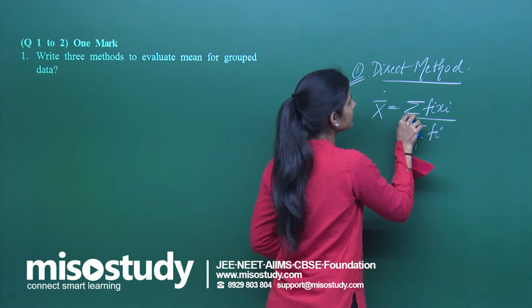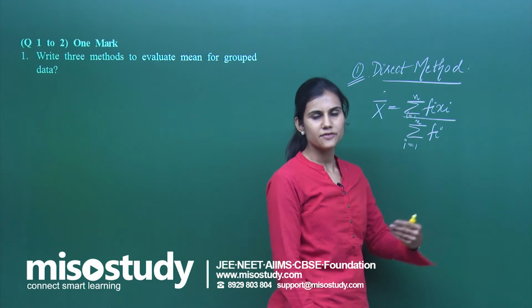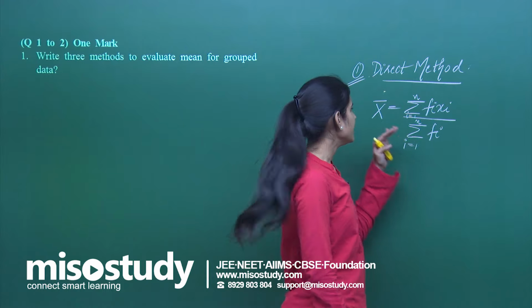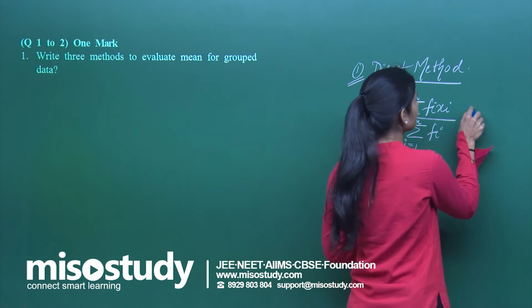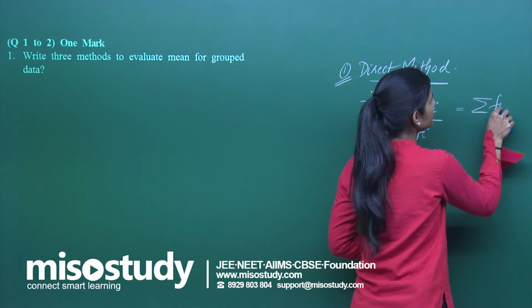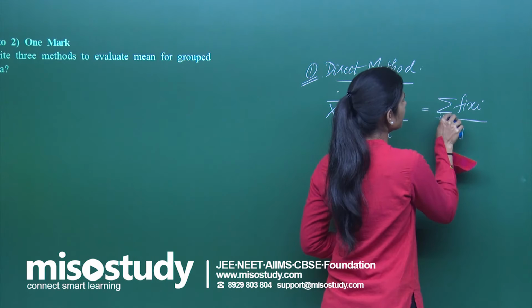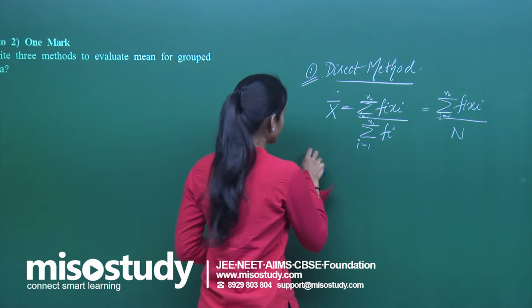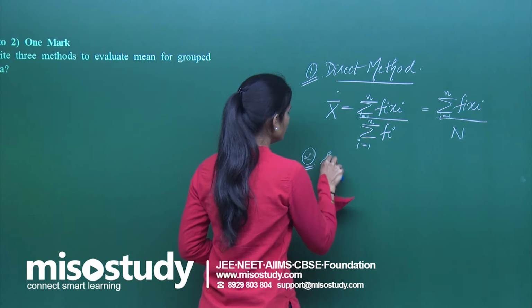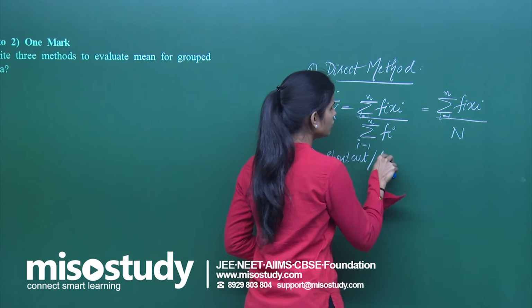So you can write that the data given to you is x1, x2, x3 up till xn with corresponding frequencies f1, f2, f3 up till fn. Then x bar, that is the mean, is given by summation fi xi upon summation fi, which can also be written as summation fi xi upon capital N, where capital N is the sum of all frequencies. The next method is your shortcut or assumed mean method.